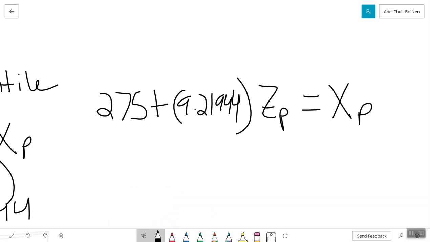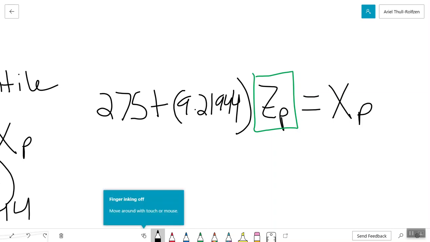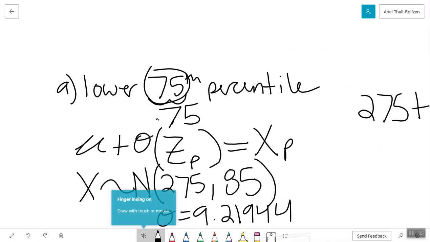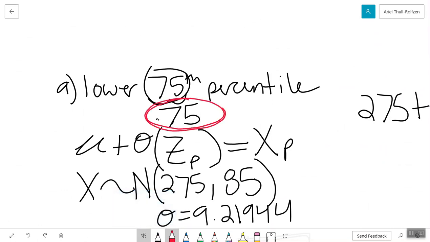Now let's talk about this z sub p. We learned how to find it on the table. We know what's the z-score associated with the probability. But what's the probability that we're given? It's actually in the problem. It's going to be whatever percentile. Once we convert it to a decimal, we can find it on the z-table. So that's what we're gonna do. We're gonna take that 0.75 and we're gonna go to page 523.